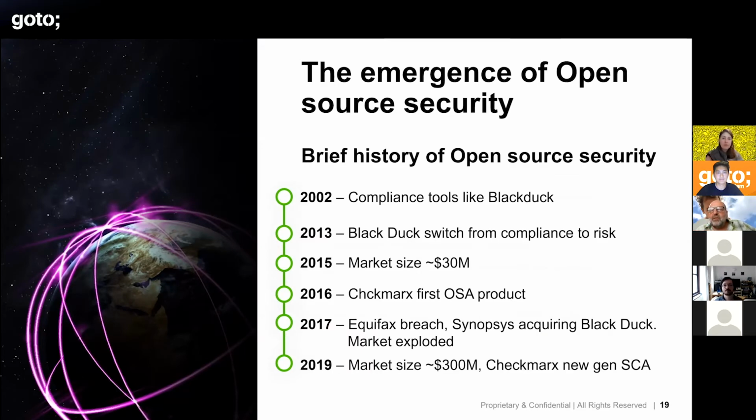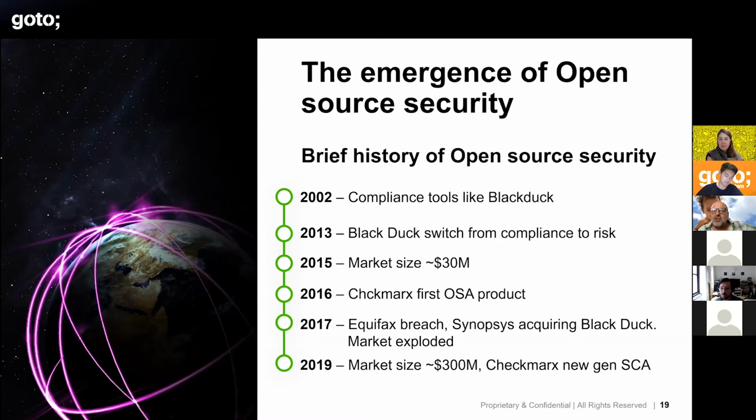open source was used, and there were tools using compliance on open source to see if you are not compromising licensing, if you are using the proper licensing, and so on. Only in 2013, Black Duck, which was the leader there in compliance, decided that there is a risk, and they switched from compliance to risk. The market size was nothing in 2015, like 30 million, and then it exploded. There was the Equifax breach, and everybody saw that Equifax knew about the problem, couldn't patch it, and then the market really exploded. From 2015 to 2019, the market size grew about 10-fold.